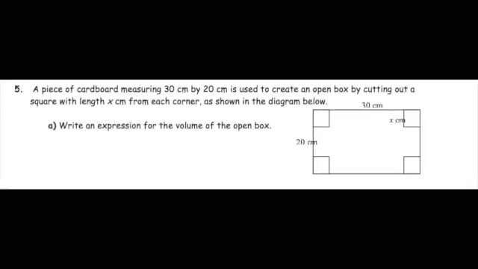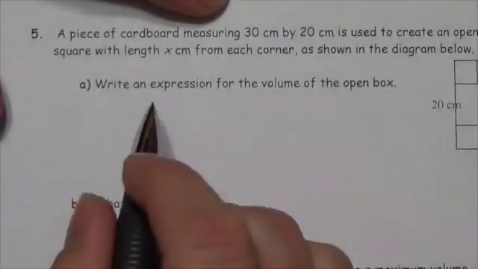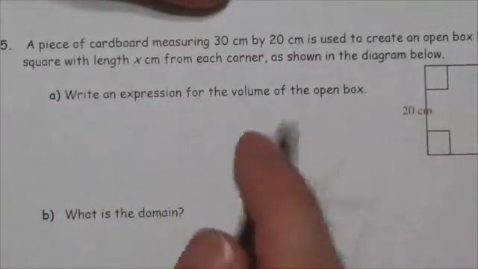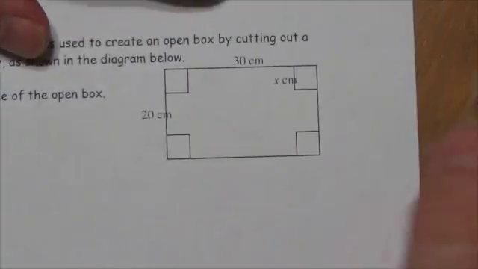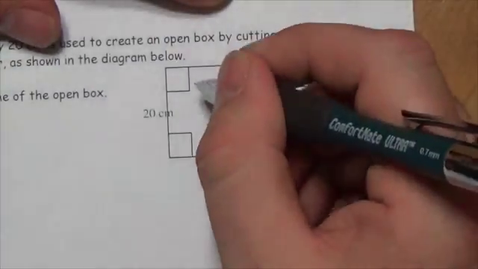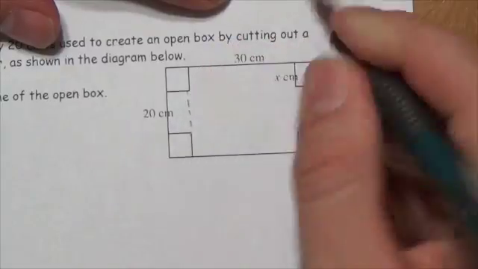A piece of cardboard measuring 30 centimeters by 20 centimeters is used to create an open box by cutting out a square with length x centimeters from each corner, as shown in the diagram below. Okay, so the first question that we get here for this scenario is to write an expression for the volume of the open box. Okay, now it's important that you recognize what we're doing here.